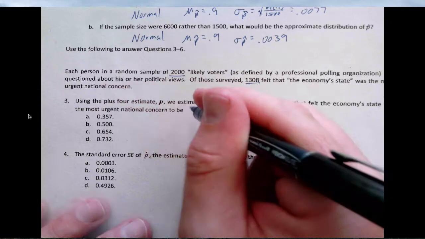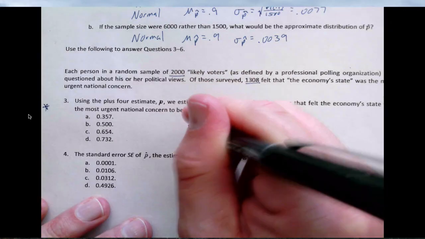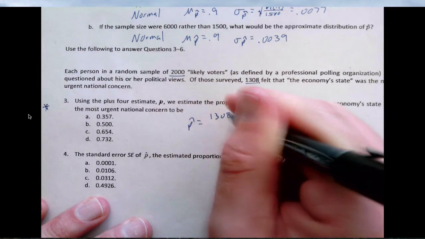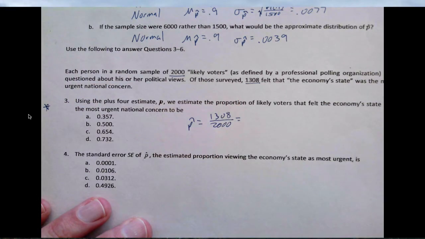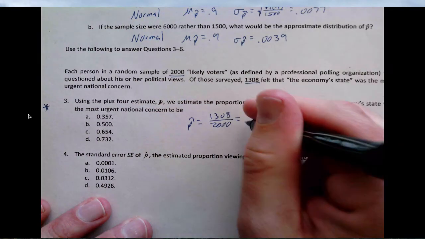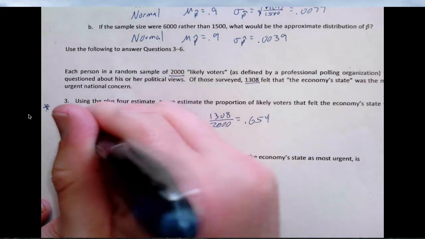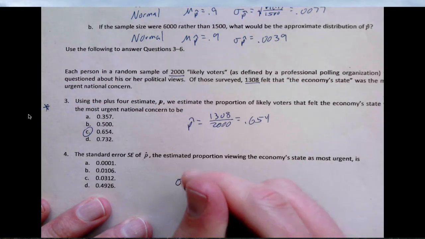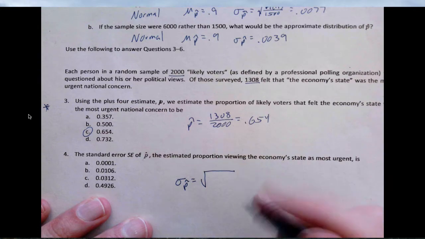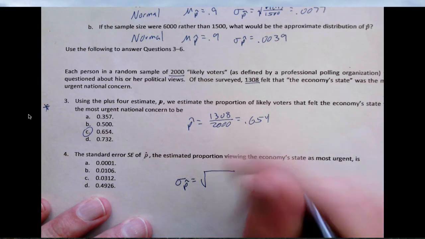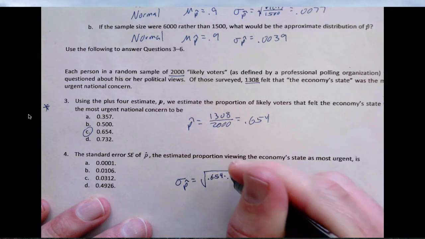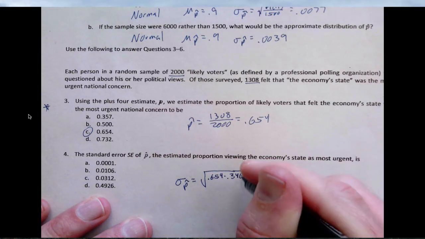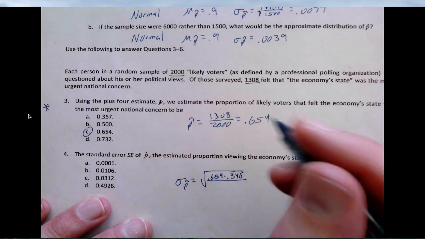we estimate the proportion of likely voters that felt the economy was the most urgent national concern to be what? So what we're doing here is p hat is going to be 1,308 divided by 2,000. We're going to end up at 0.654. The standard error of the estimate is going to be 0.654 multiplied by its opposite, which is 0.346, divided by the sample size, which is 2,000.